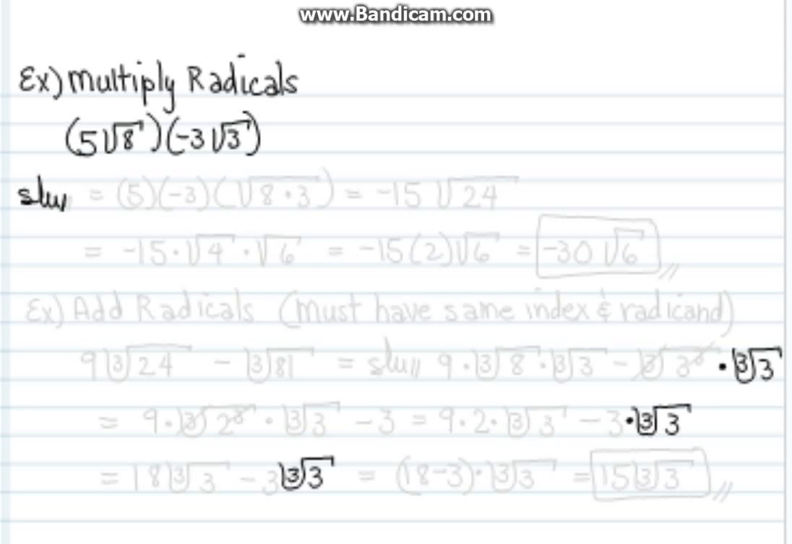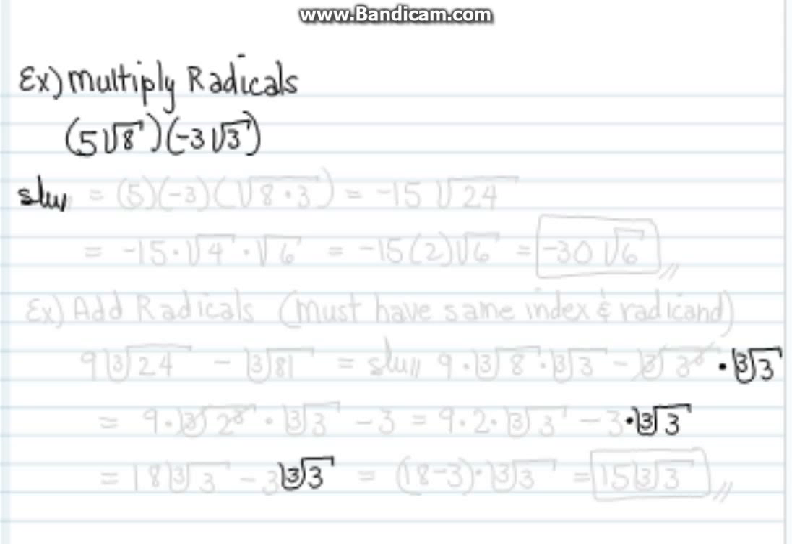Here we're going to multiply two numbers together. 5 times the square root of 8 times the negative 3 times the square root of 3. And we're going to actually view this as 4 factors. The first one is 5. The second one's the square root of 8. The third one is negative 3. And the last one is the square root of 3.